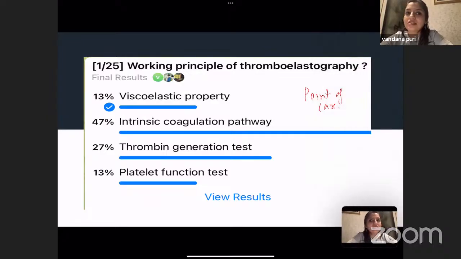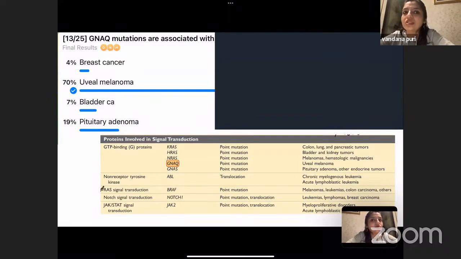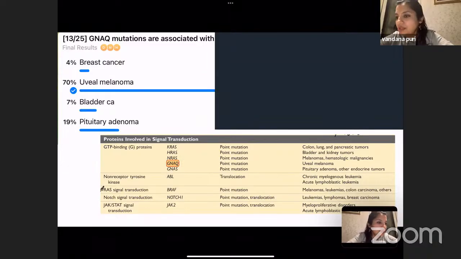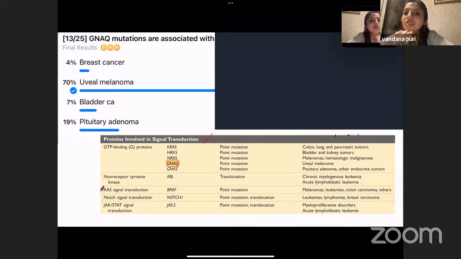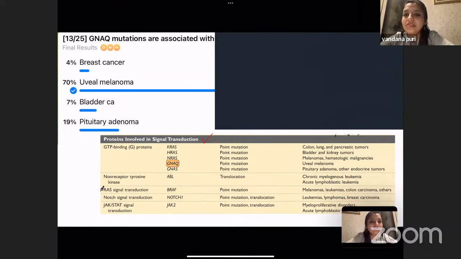Now, once we are clear with this, let's go to the second thing. This was another question, which many students did wrong also. This is GNAQ mutation. We have asked this question previously also. So remember, whenever I'm talking about proteins involved in signal transduction, this is a snapshot from Robbins textbook, and it says which are the proteins involved in signal transduction. Always remember that one of the most important proteins are GTP binding proteins, and one of the main molecules here are RAS molecules. We have three RAS: KRAS, HRAS, and NRAS.